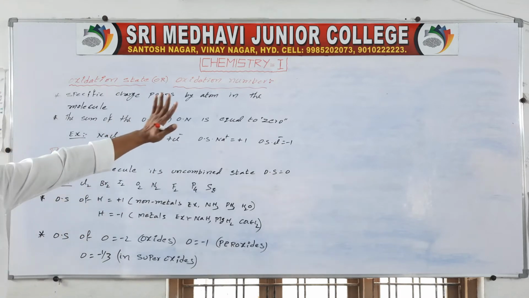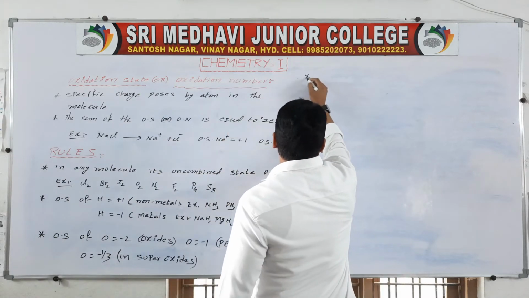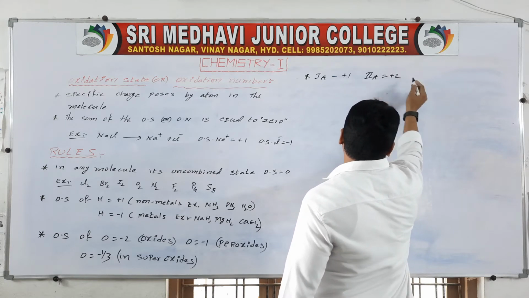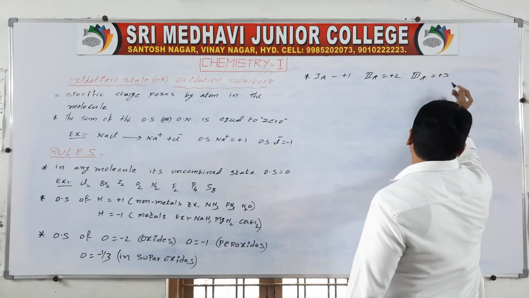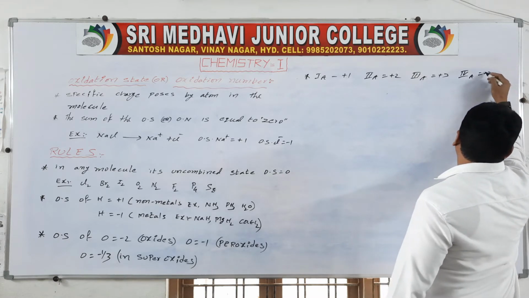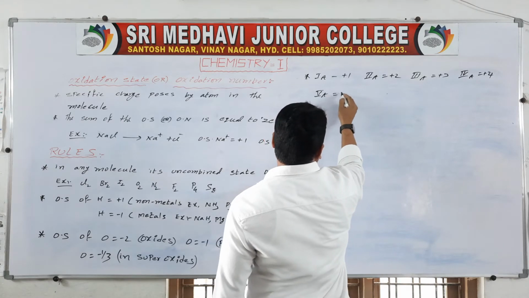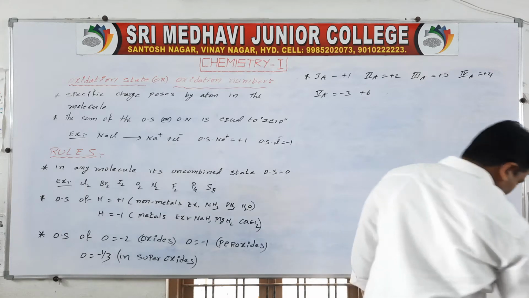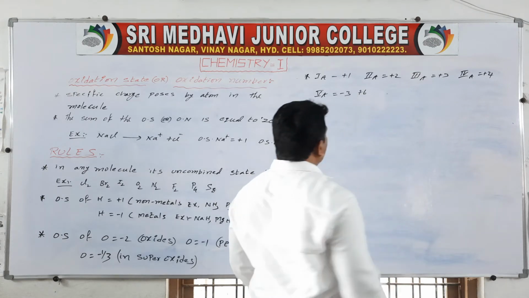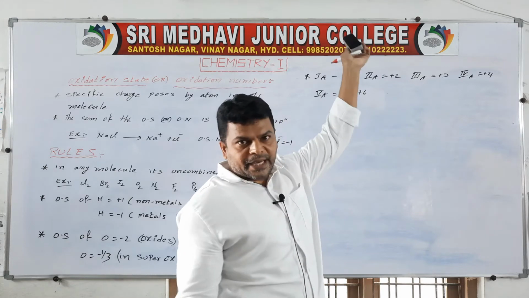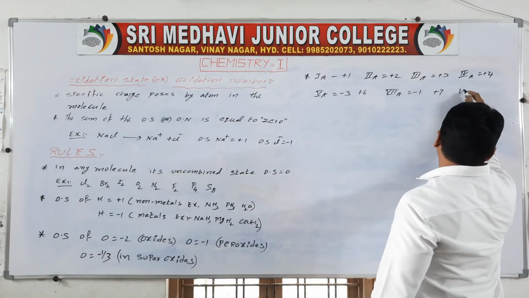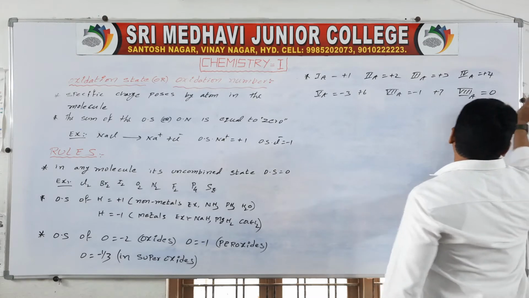See, next we go for group elements. First A group elements' oxidation state is +1. Second A group elements' oxidation state is +2. Third A group equal to +3. Fourth A group, -4 and +4. Fifth A group, -3 minimum and +5 maximum. Sixth A group, -2 minimum and +6 maximum. Seventh A group elements, -1 minimum and +7 maximum. Eighth A group elements' oxidation state is 0.